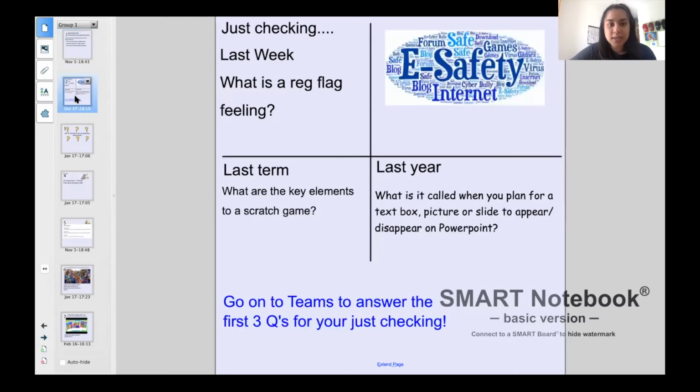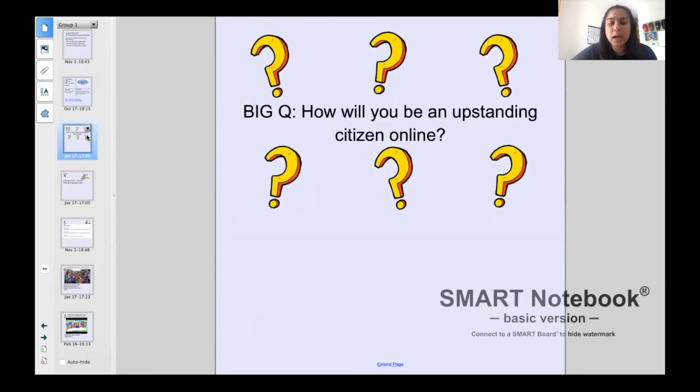But for now, can you please have a go at the just checking? We have only 3 questions this time, so one from last week, last term, and last year. Can you please go to Teams to answer the first 3 questions on your quiz? So that's your assignment for today. And there will be a few more questions later, which you can go back to once you are done. So our big question will be, how will you be an upstanding citizen online? Okay, so that's our big question for today.